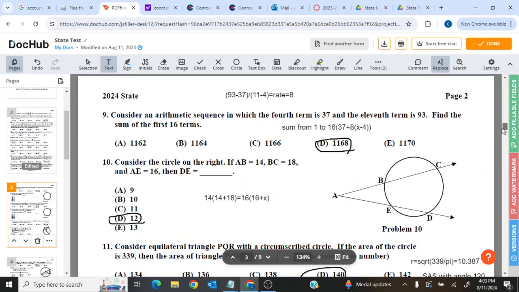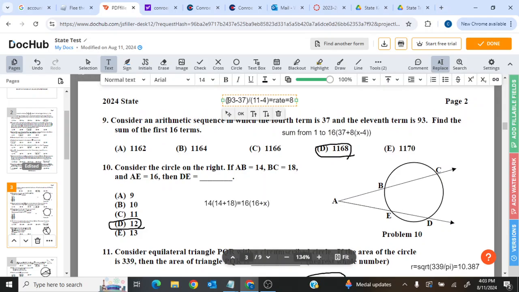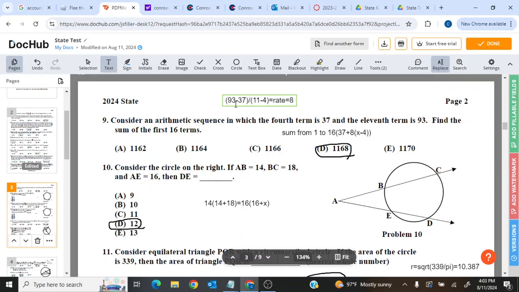Consider an arithmetic sequence in which the fourth term is 37 and the 11th term is 93. Find the sum of the first 16 terms. Well, we need to figure out the common difference, or the rate at which it increases, because it's an arithmetic sequence. Each term is equivalent to the previous term plus some number. So what you do to figure that out is subtract the values of two terms, and then divide by the distance between those two terms. So 93 minus 37 over 7 gets you a rate of 8.